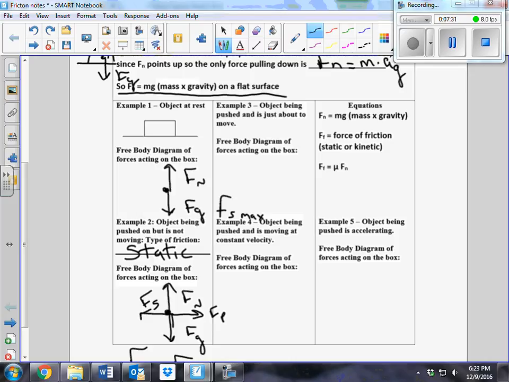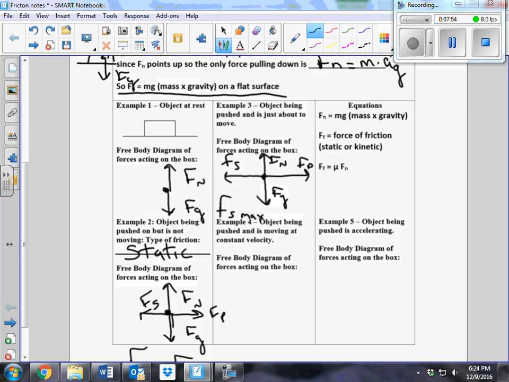So in this case, the diagram still looks the same. I still have the force due to gravity. I still have force normal. They're equal and opposite. I still have my pushing force, but once again, I'm pushing with more force to try to get it to move. And I still have an equal but opposite static friction force. The box is not moving, but it's about to.